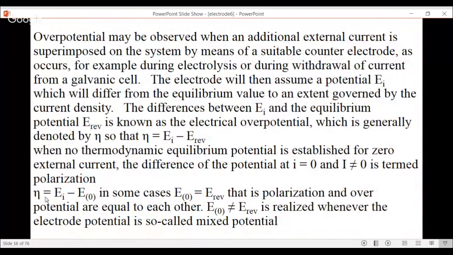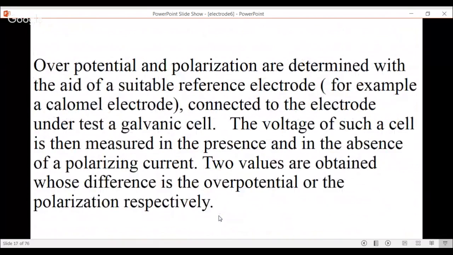So eta is EI minus E0. In some cases, E0 is equal to E reversible, that is, the polarization and overpotential are equal to each other. Otherwise E0 is not equal to E reversible. You realize that whenever this happens, the electrode potential is called a mixed potential. We are going to talk about mixed potential later on. We will keep it for later.